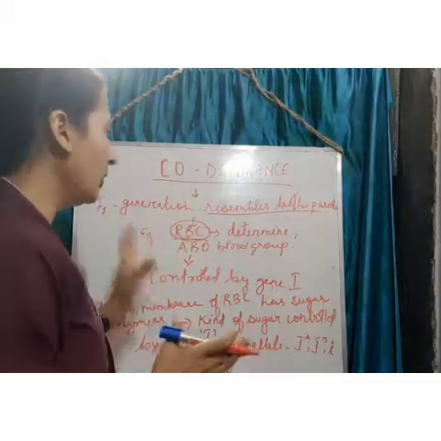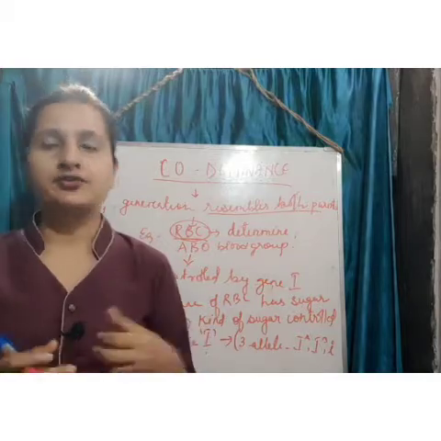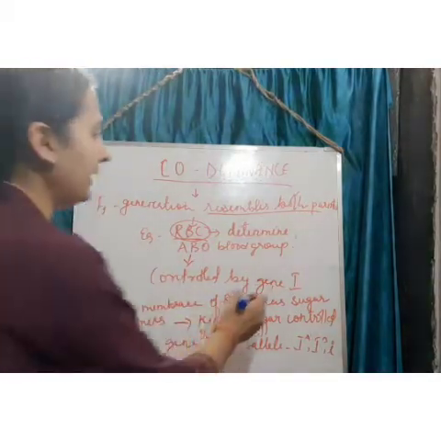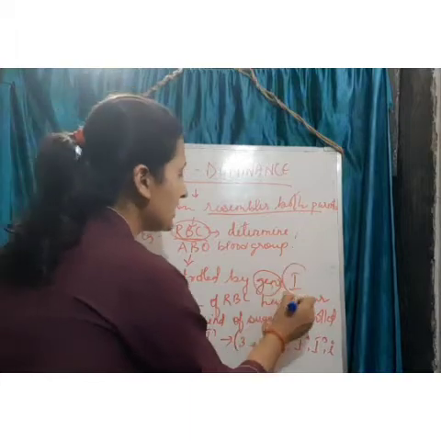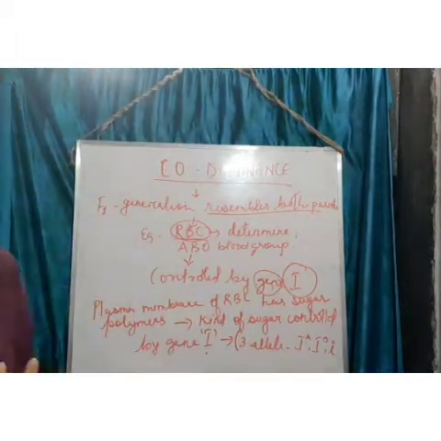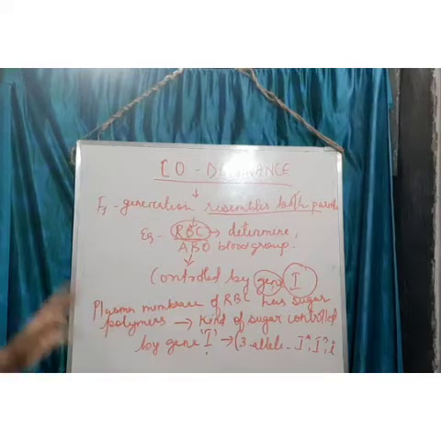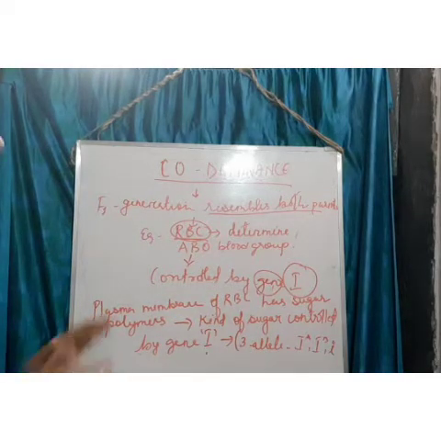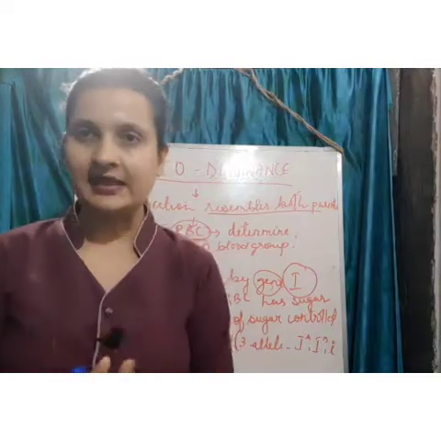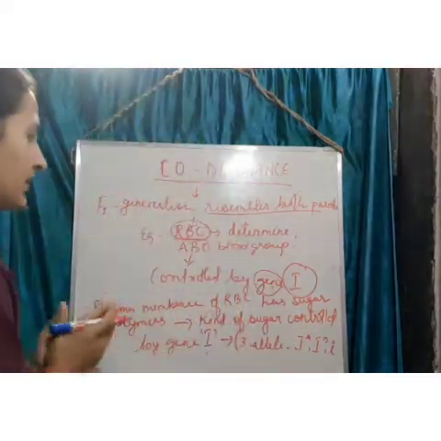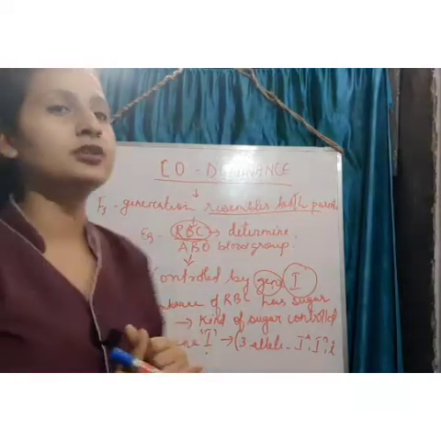See, ABO blood group is a kind of trait, a kind of character. It is controlled by a gene, and that gene is gene I. So the ABO blood group is controlled by gene I. Now the plasma membrane of RBC. RBC means red blood cells, and cells have a plasma membrane, right? The plasma membrane of RBC has some sugar polymers.